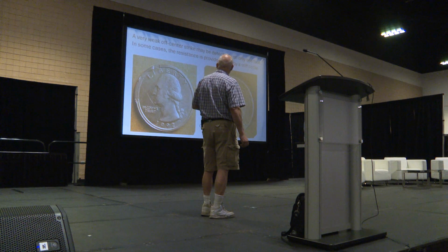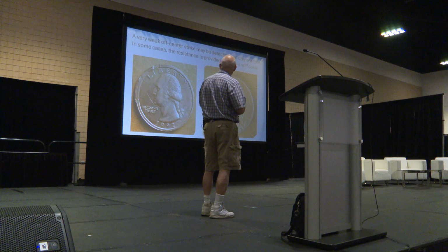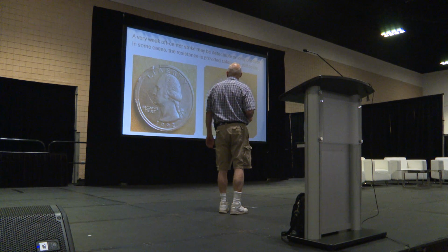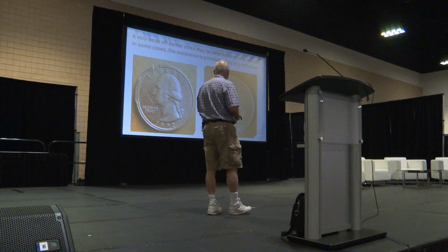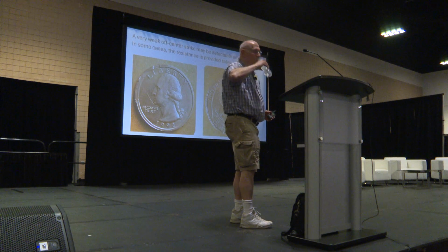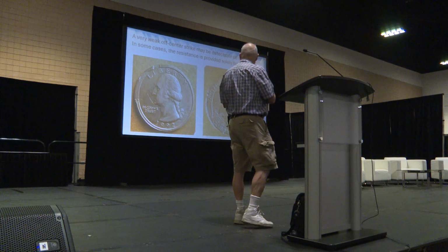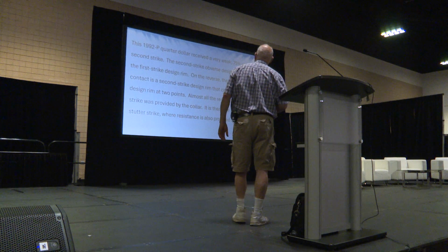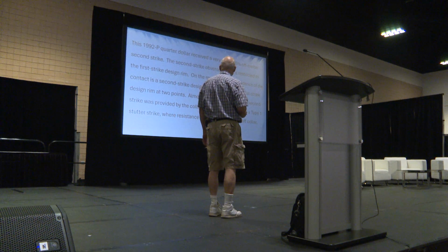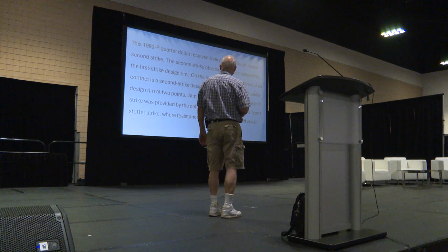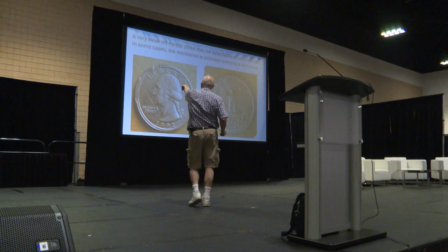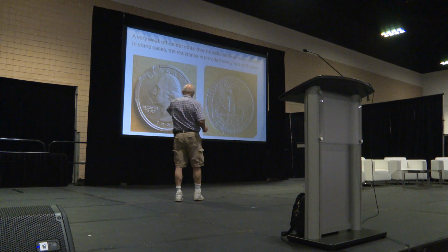And we'll finish up with another category. A very weak off-center strike may be detectable on only one face. In some cases, the resistance is provided solely by a stiff collar. This 1992 P quarter received a very weak 75% off-center second strike. The second strike obverse design is restricted to the first strike design rim, right here in the upper left quadrant.